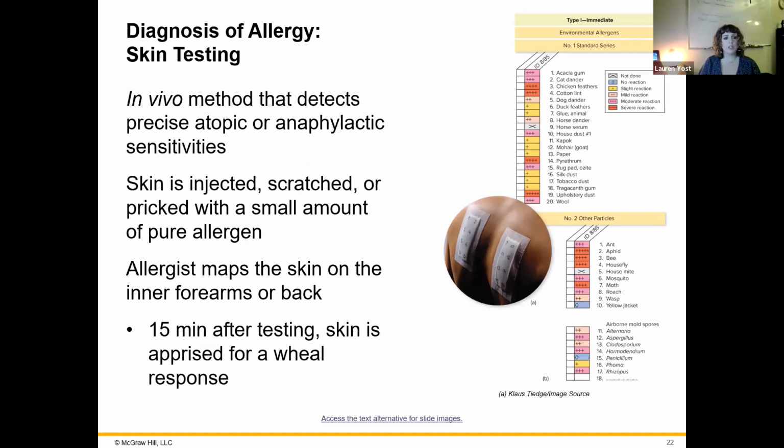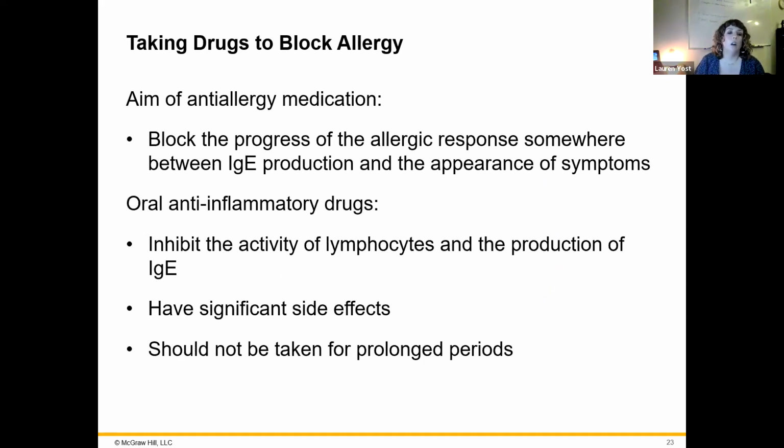So we diagnose this by in vivo methods like looking for atopic and anaphylactic sensitivities, putting it on the skin, whether we inject it under the skin or scratch it into the skin or prick it, depends on what method you're using. And then the allergist will map on the skin and the inner forearms to see the response and determine after 15 minutes if you are allergic to the thing that they're looking at, putting in your skin or on your skin.